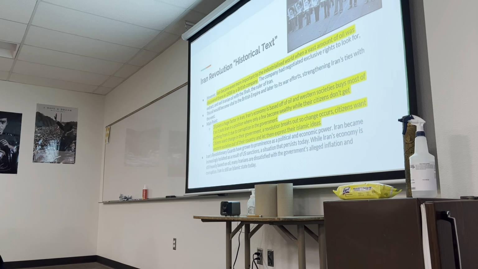Iran became increasingly isolated as a result of the US sanctions, a situation that persists today. While Iran's economy is still heavily based on oil, many Iranians are dissatisfied with the government. Inflation and corruption. Iran is an Islamic state today. So go ahead and write down the main points to the Iran Revolution.